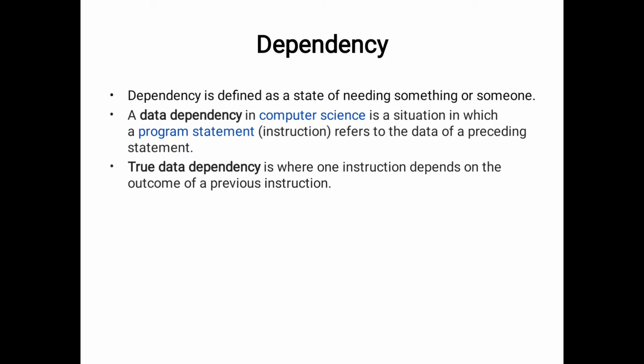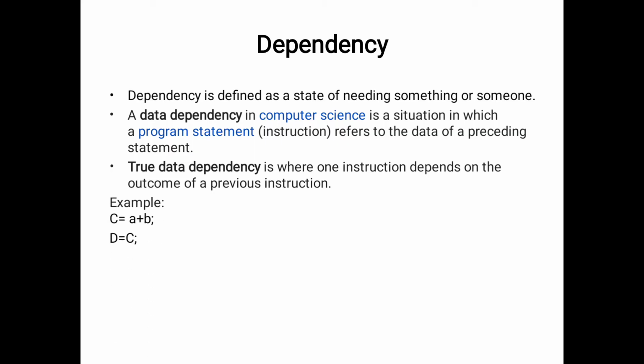Suppose my aim is to find out the value of c is equal to a plus b. In that situation we definitely want to know the value of a and the value of b. Here my aim is to find out the c value, so we depend on the a and b values. What is the meaning of true data dependency here? Actually it is when one instruction depends on the outcome of a previous instruction.